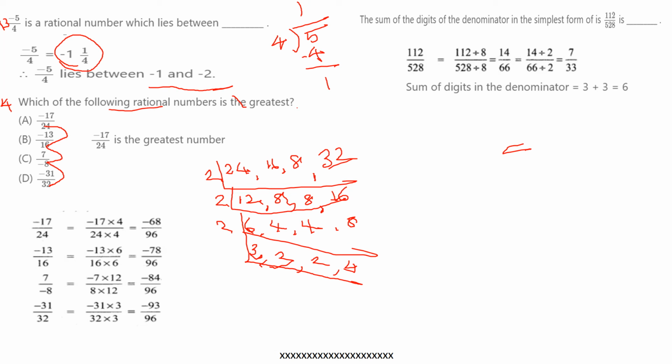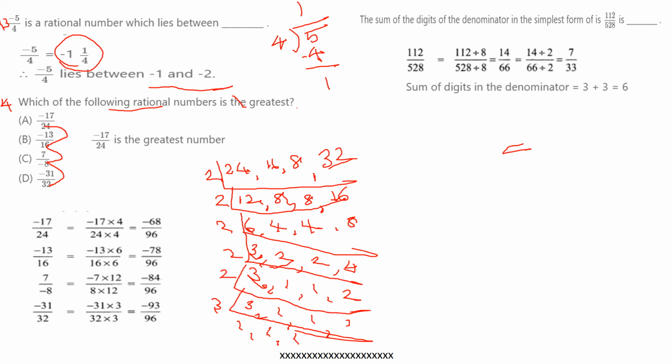Again 2. 3 as such. 1, 1 and 2. 2, 3 as such. 1, 1, 1. Last 3 table. 1, 1, 1. So 2 2s are 4, 4 2s are 8, 8 2s are 16, 16 2s are 32. 32 into 3, 96. So the LCM is 96.